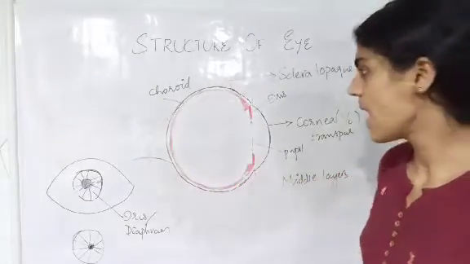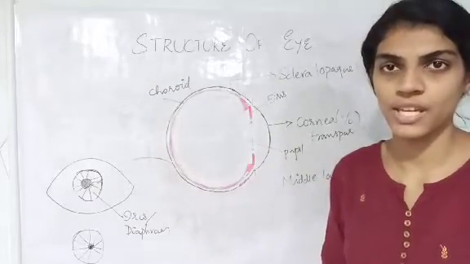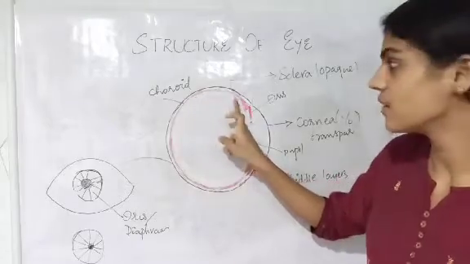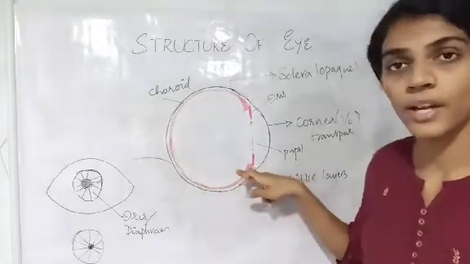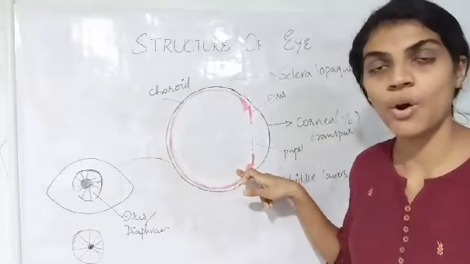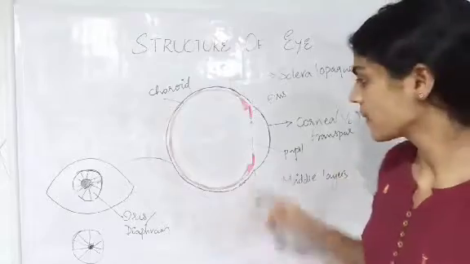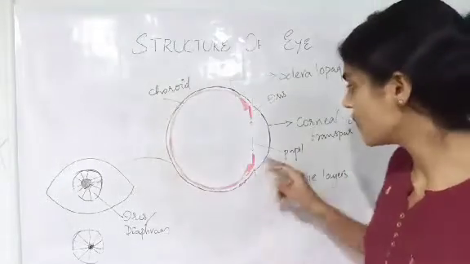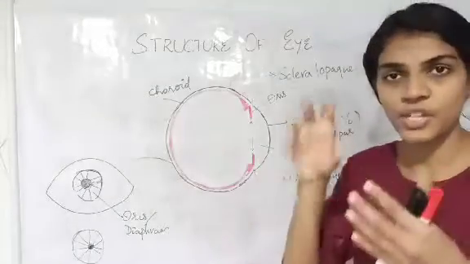And next layer, the third layer we are going to see. So this is the second layer. The second layer is the vascular layer. The majority of the vascular layer is choroid, which is the vascular layer having so many blood vessels in it, and anteriorly it makes a triangular thickening from which the iris or diaphragm is held.